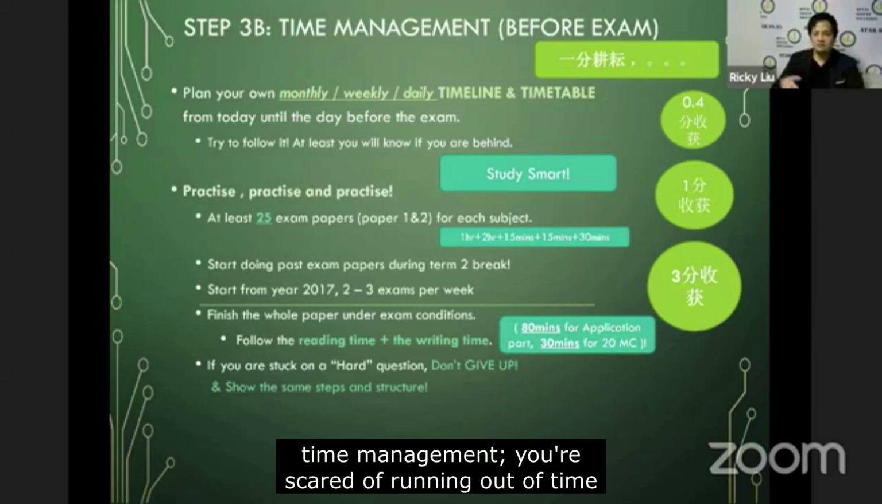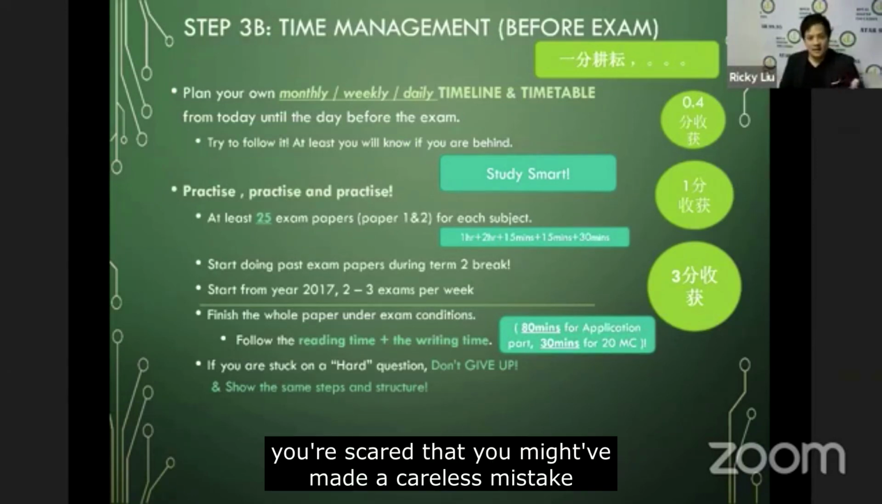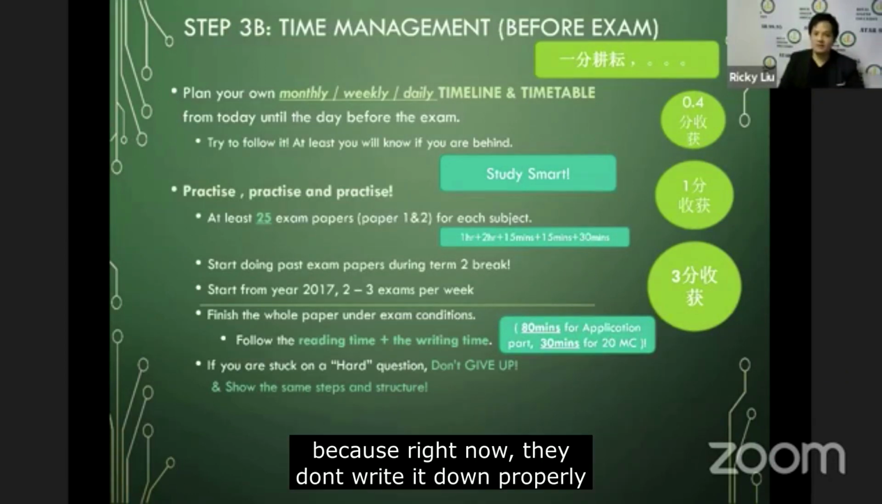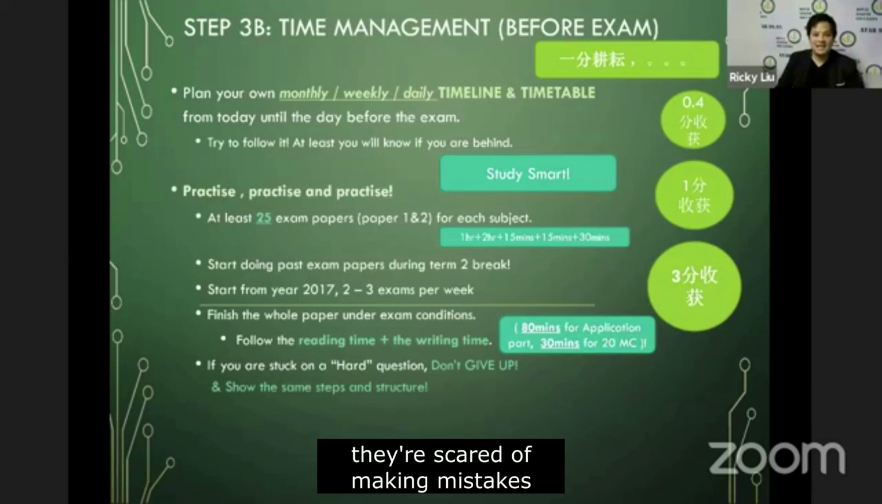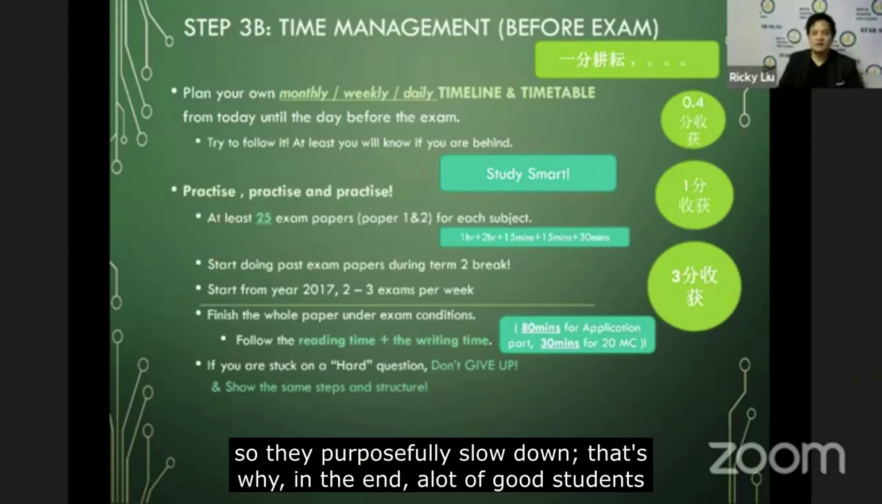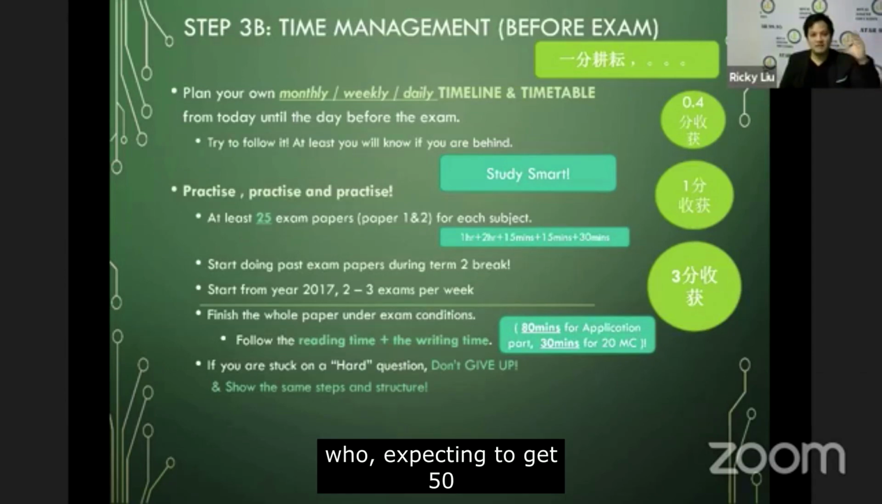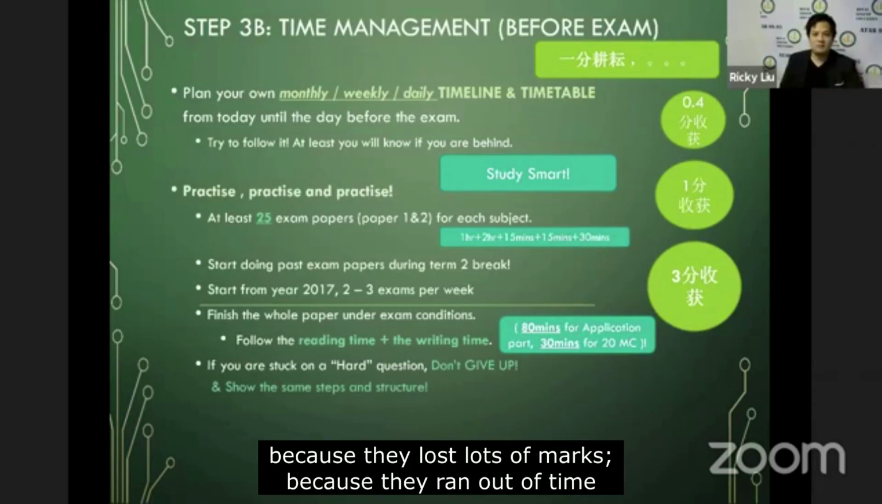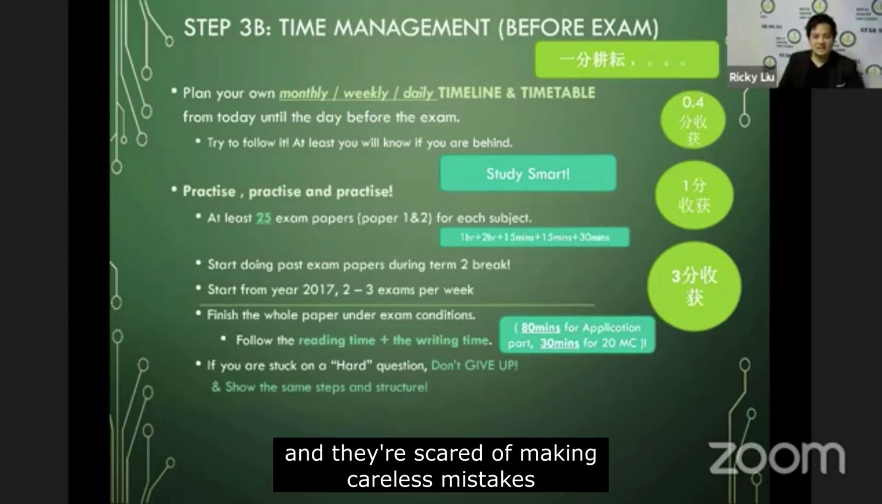management. Yeah, you're scared that you run out of time. You're scared that you make a careless mistake. That's why a lot of people in exam, they purposely slow down, because right now they don't write it out properly. They're scared that you make mistake, so they purposely slow down. That's why at the end, a lot of good students who are expecting to get 50, at the end, they only got 42 to 45, because they lost marks from running out of time, and they're scared of careless mistakes.